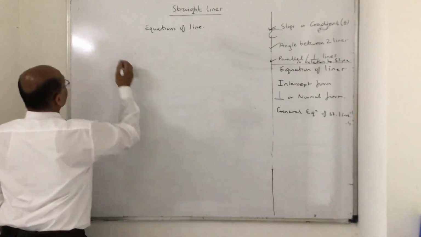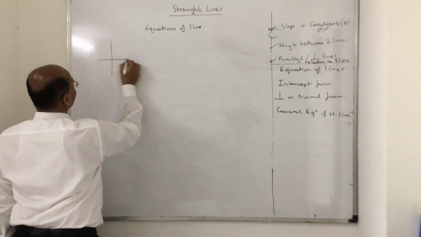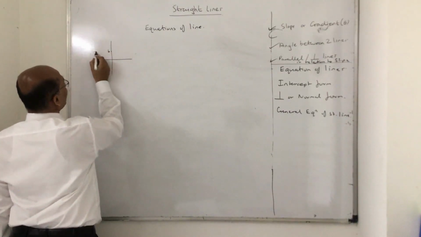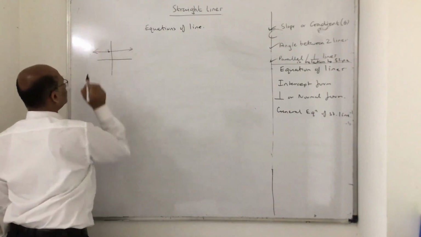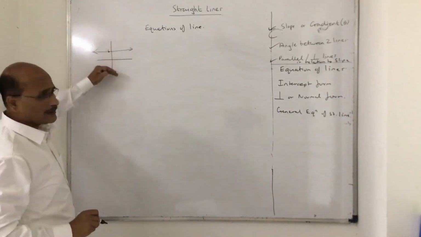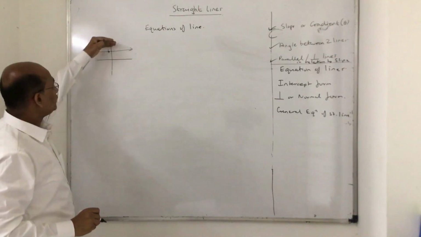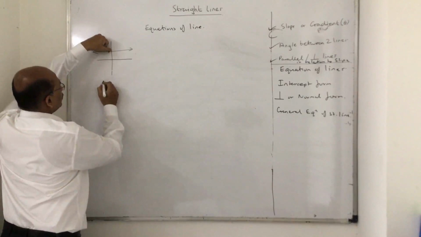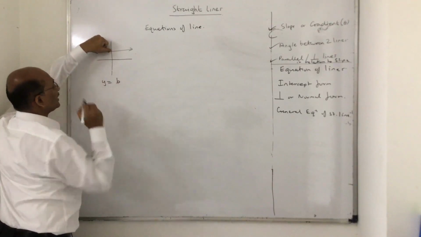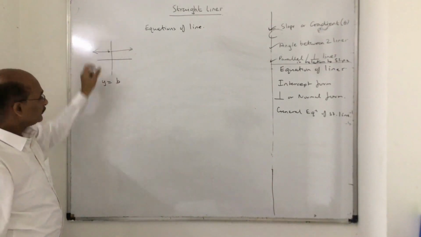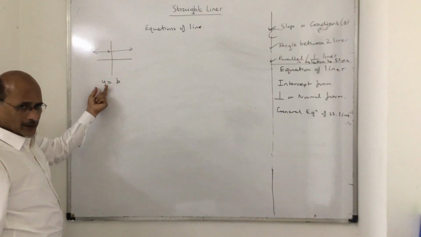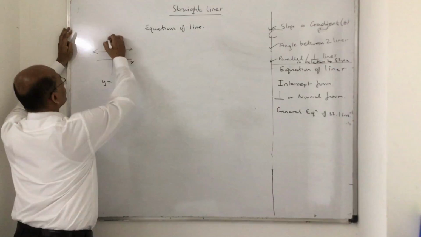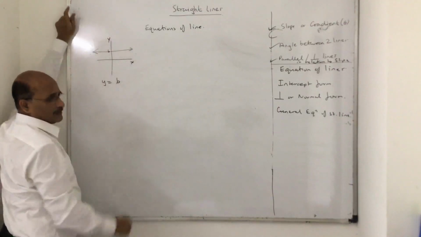First is, suppose this is the x-axis and y-axis and this is B. A line is passing through B. It is parallel to the x-axis, right? So it is intersecting the y-axis at B. So the line is nothing but y is equal to B. This is a straight line. There is no x. That means this line is parallel to the x-axis. This is the x-axis and this is the y-axis. So y is equal to B will be there.